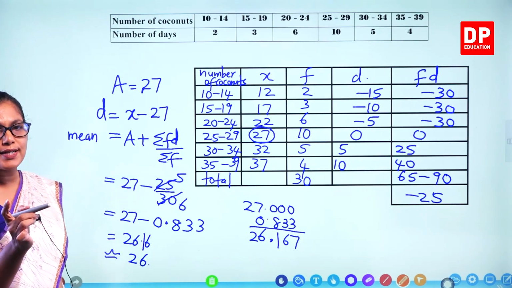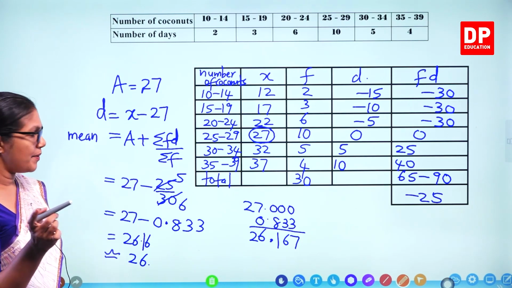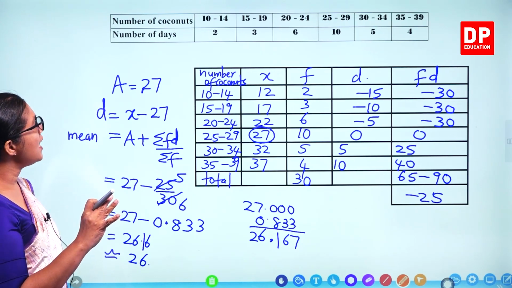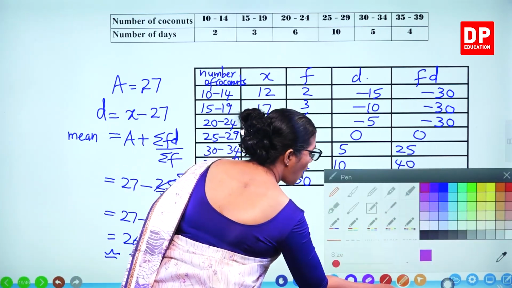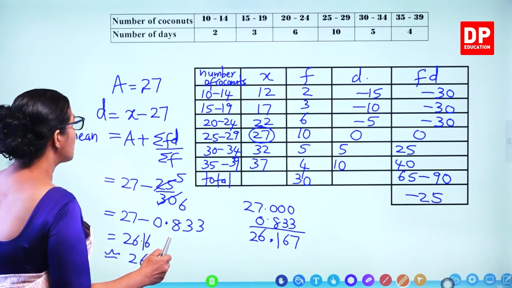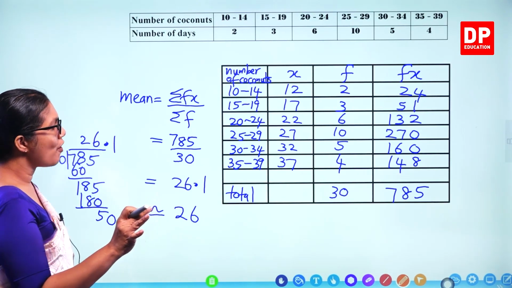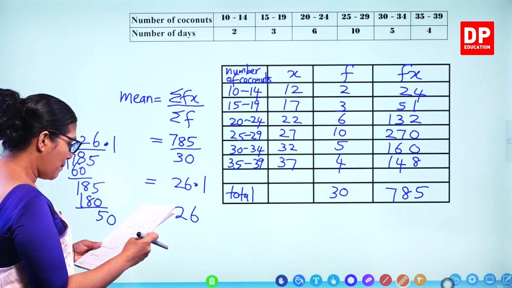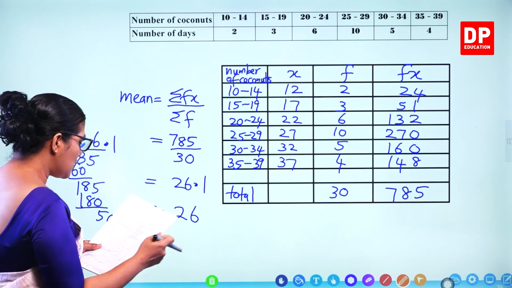The mean number of coconuts is 26, correct to the whole number. So that's the mean value. Then we'll see how many marks for this question. When you do it this way or that way, it's the same number of marks. So how many marks for this one?